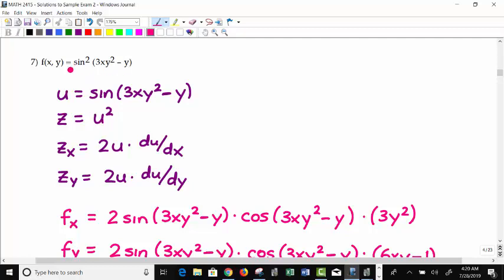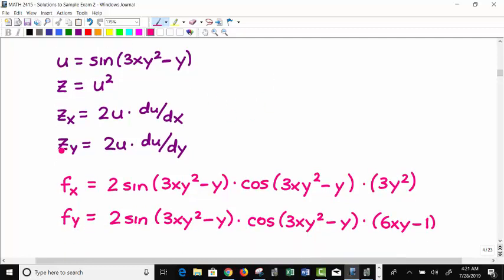So all that right here, the original function, is now u squared, which means for the x partial, you'd bring the 2 down, so it'd be 2u to the first, of course I didn't write the 1 there, times du dx, the derivative of this stuff with respect to x. And then for z_y, it would be 2u du dy. So here's what u is.